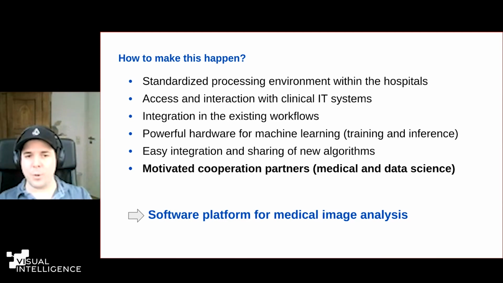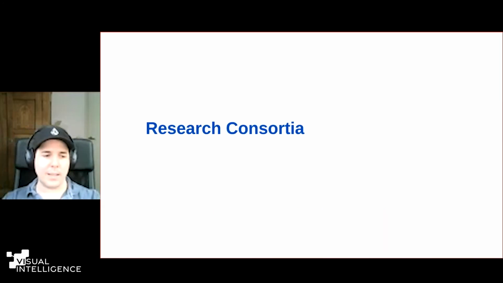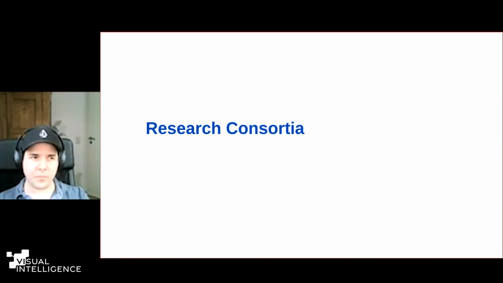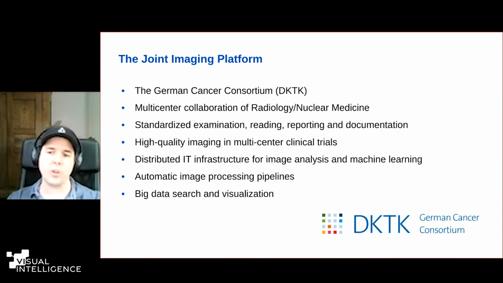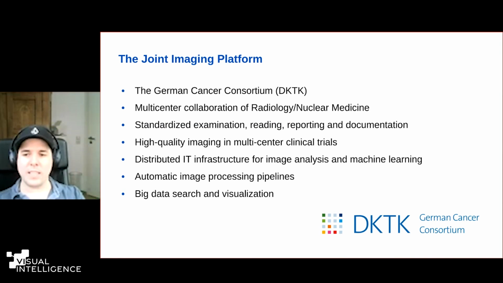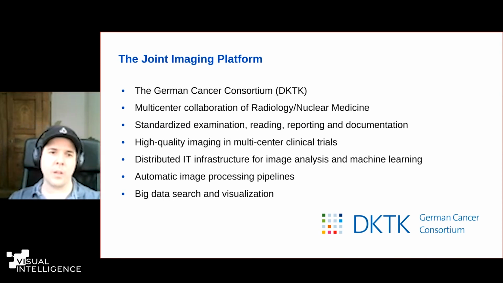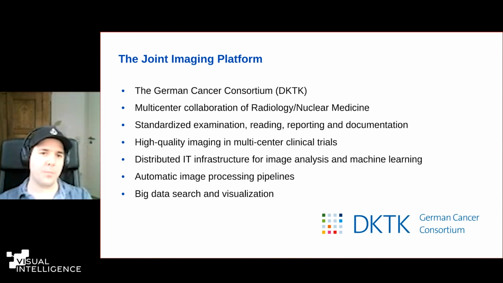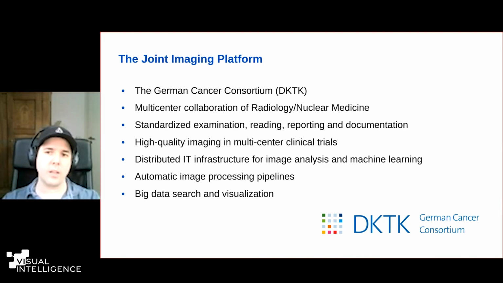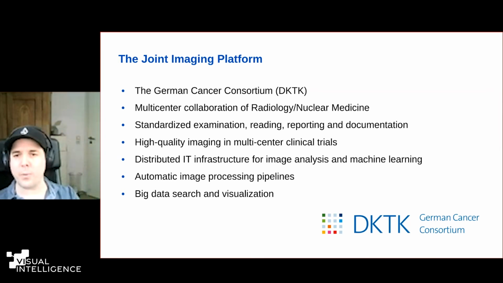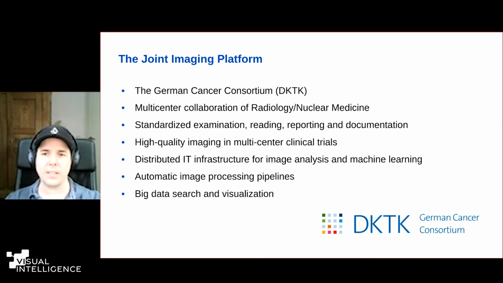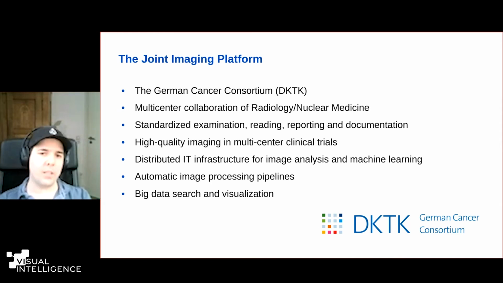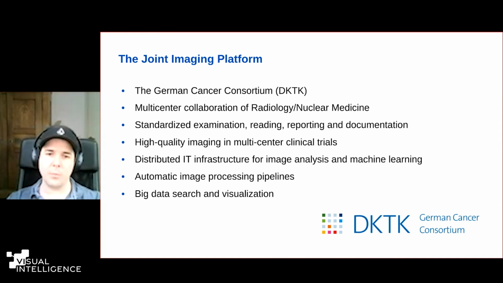When it comes to these motivated cooperation partners, which is one of the major things we need to accomplish, we go to research consortia. The first research consortium we were cooperating with is called DKTK, the German Cancer Consortium. It's a collaboration between radiology and nuclear medicine departments of different university clinics with a focus on cancer care. We want to standardize the examination, reading, reporting, and documentation of radiology findings, and also allow high quality imaging in multi-center clinical trials.